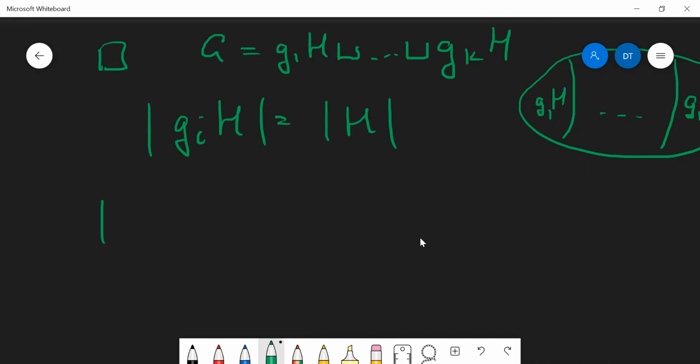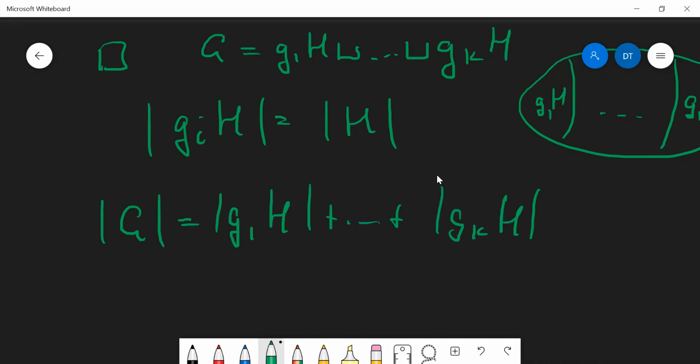So now, if we want to count the amount of elements in the group G, we just count the amount of elements here, plus the amount of elements here, etc., plus the amount of elements here. But since all these guys have the same amount of elements, this will be this times the amount of elements in H.